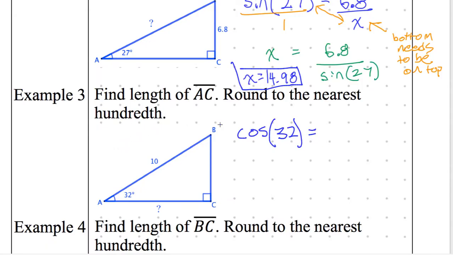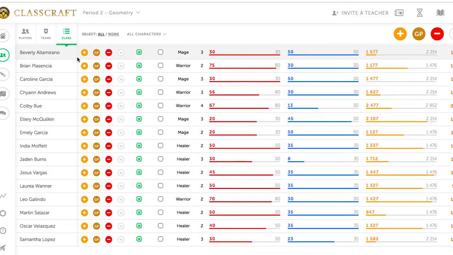All right, what's my fraction? Anyone can answer this. I'm going to give Brian precedence if he wants to answer it first, though. What's my fraction? Beverly. It is x over 10. It is the adjacent over the hypotenuse. Thank you, Beverly.